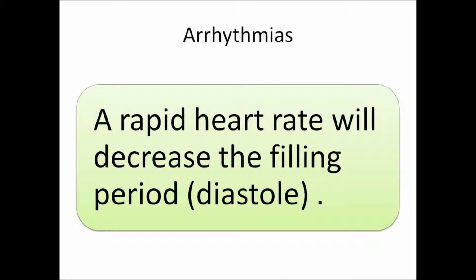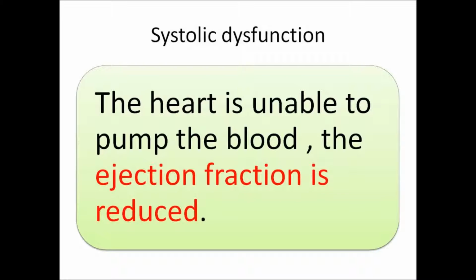Arrhythmias are abnormal heart rhythm. When the rate of the heart becomes too rapid, this will decrease the filling phase of the cardiac cycle, that is the diastole, and thus the amount of blood that will reach the heart is reduced. So the amount of blood that will be pumped out of the heart will also be reduced.